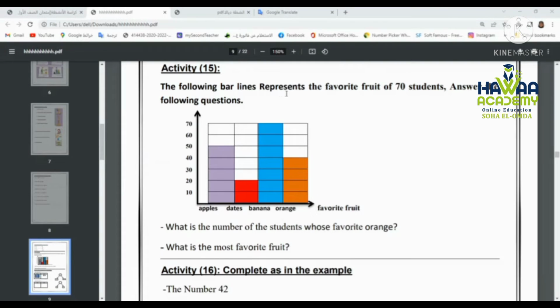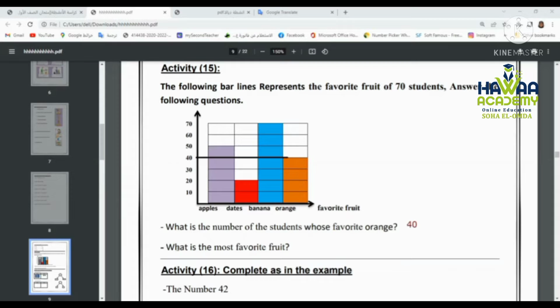And now here is activity 15. The following bar graph represents the favorite fruit of 70 students. We want to answer the following questions. Here we have apples, dates, banana, and orange, and the scale is in tens: 10, 20, 30, 40, and so on. The first question is, what is the number of students whose favorite is orange? Where is orange? It's right here, it's 40. There are 40 students who like orange.